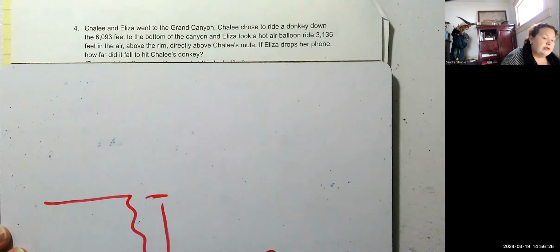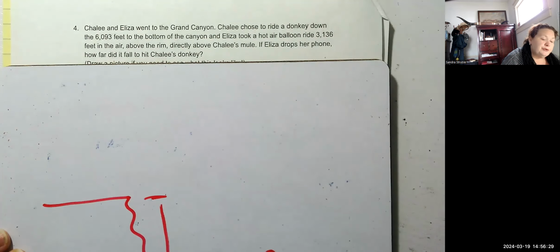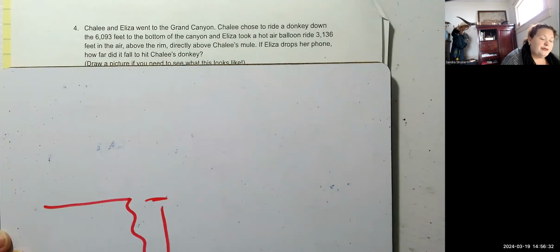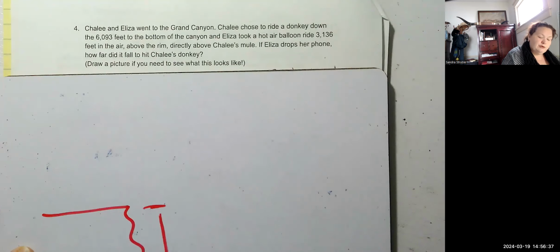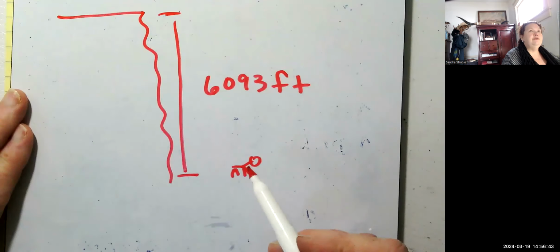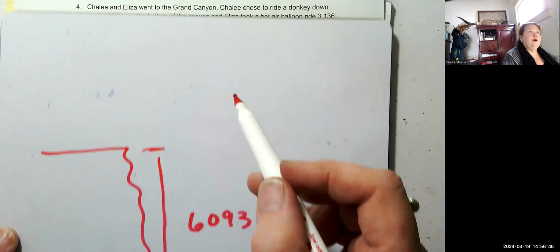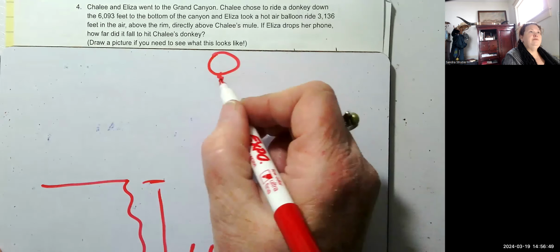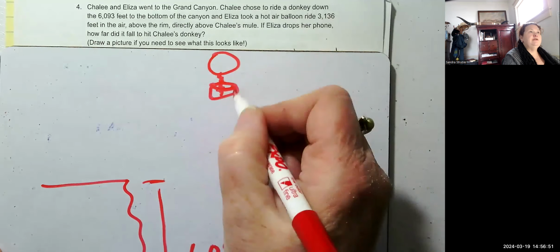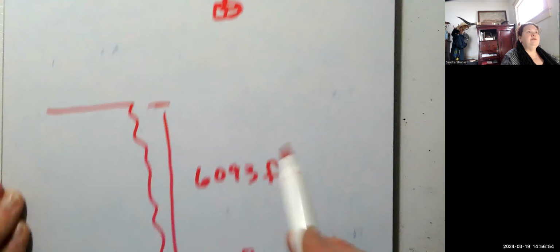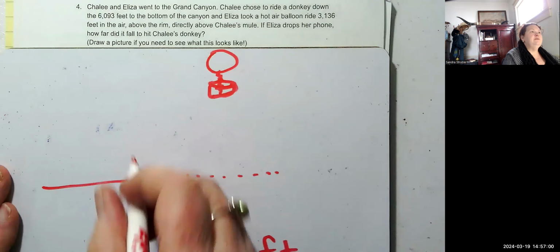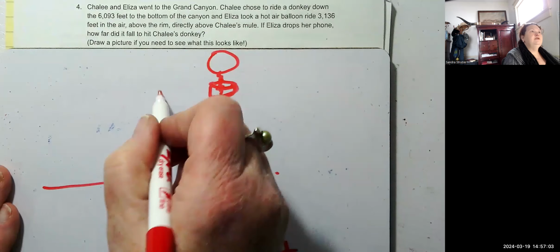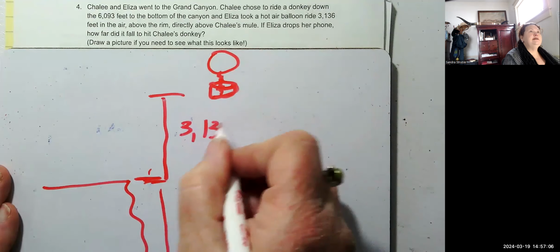Okay. And then Eliza took a hot air balloon. She took a ride 3,136 feet in the air above the rim, directly above Chaley's mule. So if Chaley's mule is down here on the ground floor of the Grand Canyon, her balloon is way up here, directly above. Let's just assume there's a cute little basket with it. Way directly above the mule. All right. And she went 3,136. So from the top of the rim up, she went 3,136 feet.